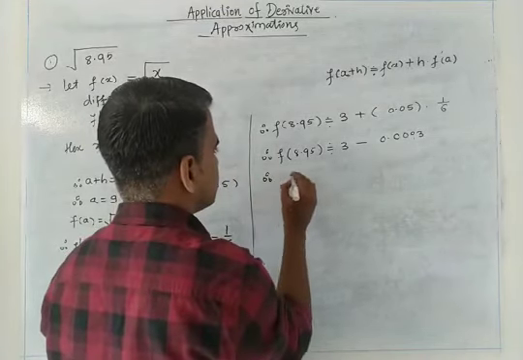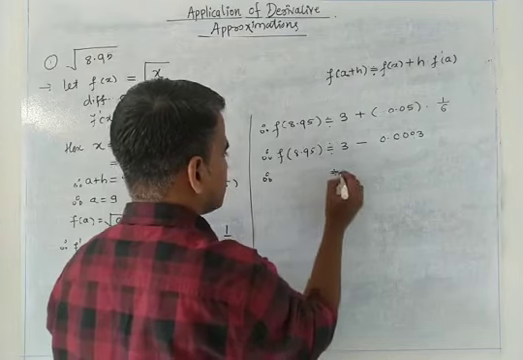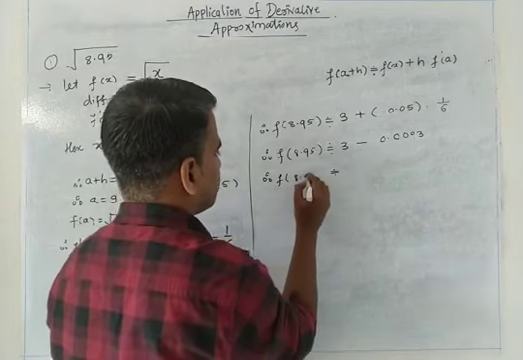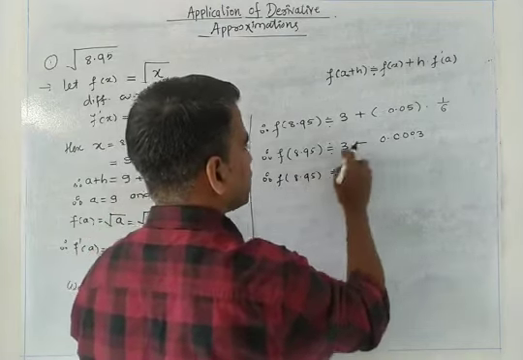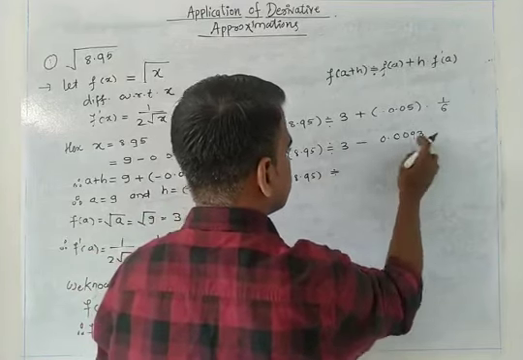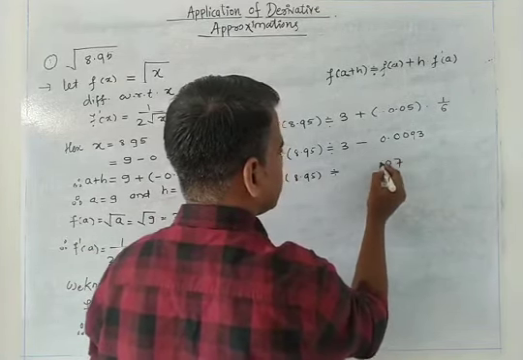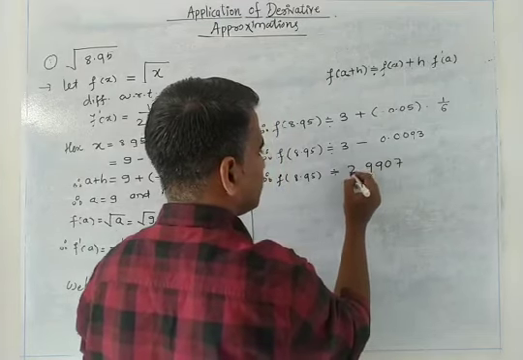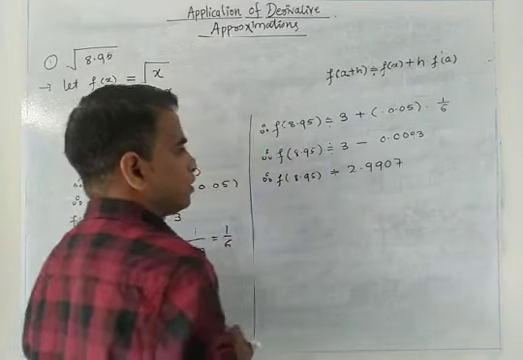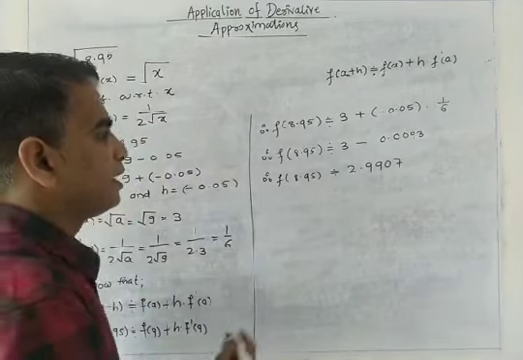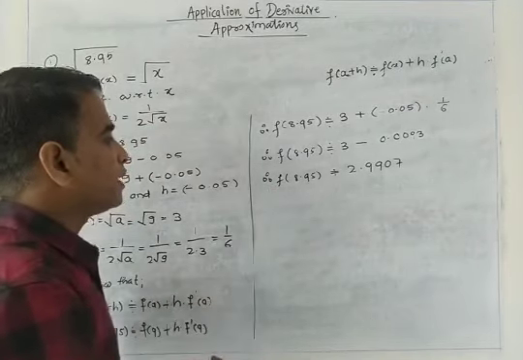Therefore simplified, f of 8.95 approximately equal to, now subtraction, 3 minus 0.0093, so 2.9907. It is the approximate value of f of 8.95.